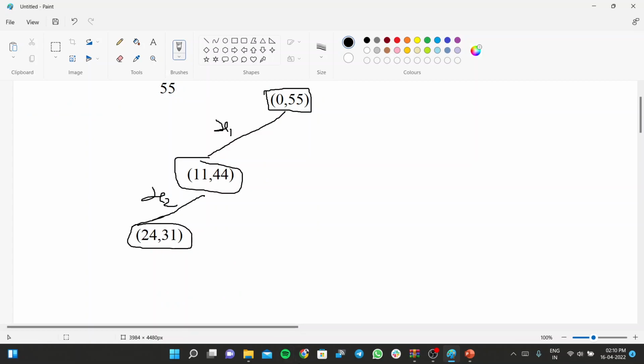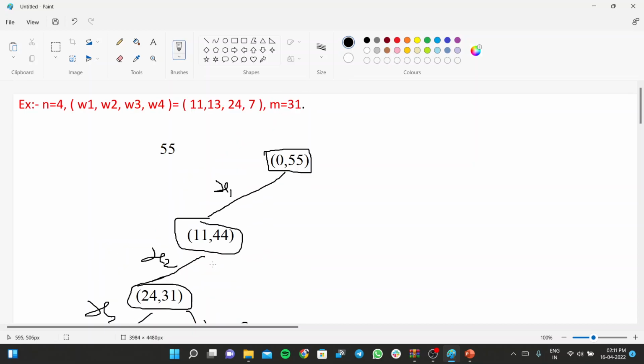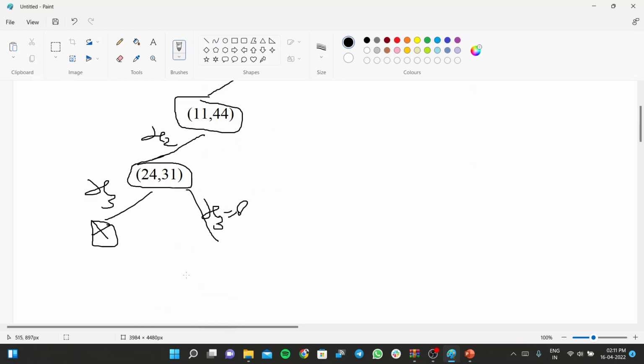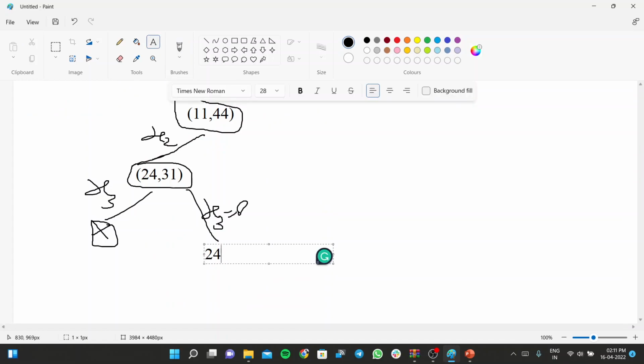So that's the reason we will add x3, but it's not possible. So now we are going to keep it like this: x3 is equal to 0. We will not consider the value, but we will reduce the value of it. So x3 is 24, so 31 minus 24. We will keep the remaining value like this, 31 minus 24, so we will be remaining with 7.